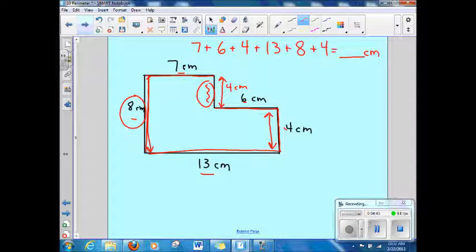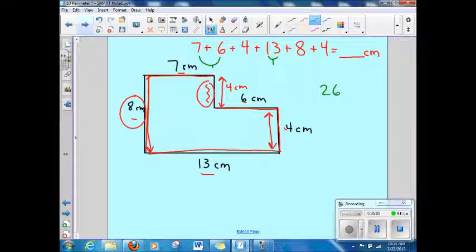Let's see, is there a way to make this easier to add? I know that 7 and 6 is 13, and I like to add doubles if I can. 13 and 13, I know what that one is already. Did you know that 13 and 13 is 26?